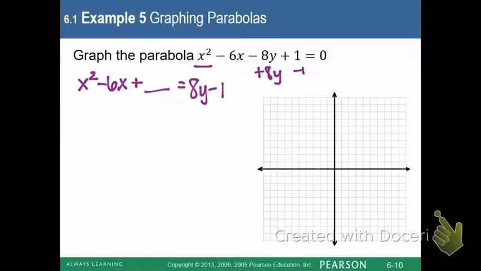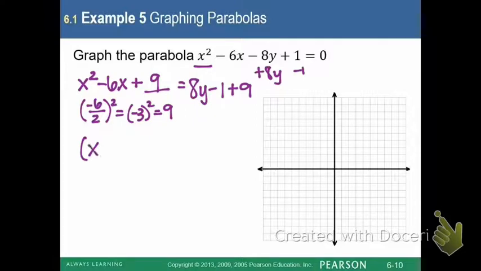Okay, so now I'm going to do completing the square on the left-hand side. So remember, it's b over 2 squared. So negative 6 over 2 squared is negative 3 squared, which is positive 9. So if I'm adding 9 to the left side, I also have to add 9 to the right side. When I do that, I'm going to rewrite the left side. So I have x. Remember, I always use this value right here before it's squared. So x minus 3 squared equals. On the right-hand side, I was left with 8y, and then I combine negative 1 plus 9 would be plus 8.